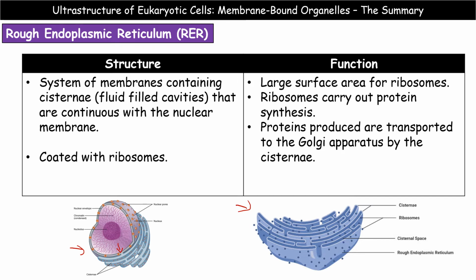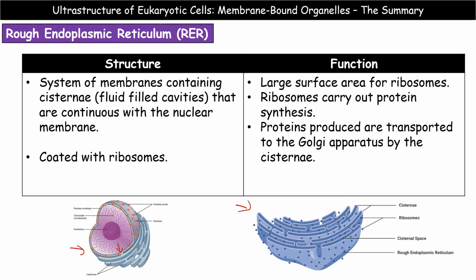So it's continuous with that nuclear membrane. Why is it called the rough endoplasmic reticulum? Well, all these little dots around the outside, those are actually ribosomes. So because it's got the ribosomes associated with it, then it is the rough endoplasmic reticulum.